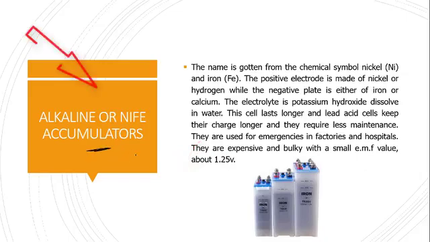Then, about the alkaline or NiFe accumulators, the name is gotten from the chemical symbol Ni for nickel and Fe for iron, so that's why it's called the NiFe or alkaline accumulator. This cell lasts longer, keeps its charge longer, and requires less maintenance. We see some of these cells in factories, in hospitals, even in some cars too. Even though they are expensive and bulky, with a small EMF of about 1.25 volts, they are certainly worth the stress because they definitely last longer.